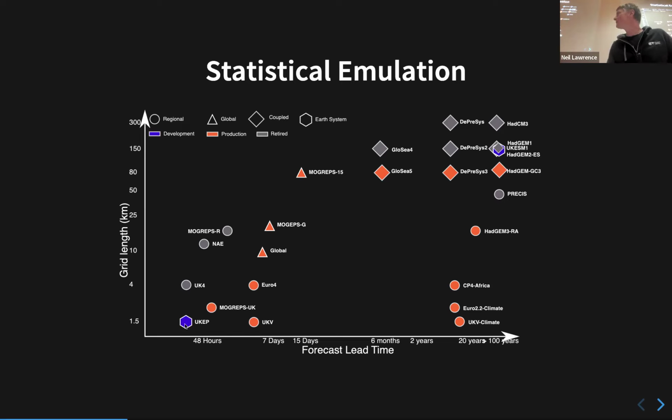But what's interesting is this is for a 48-hour forecast, and these UKV climate 100 years. So if they go Euro climate, the grid length, when I say grid length, it sounds odd, doesn't it? But the length of the sides of the grid goes up. So you're looking at some retired models here that were working at a 300-kilometer grid length, and in 100 years. But look at the UKV climate here. It's forecasting out 20 years, sorry, looking at grid sizes of around 3 kilometers. So that requires an enormous amount of compute.